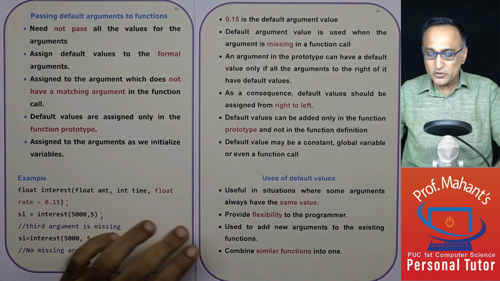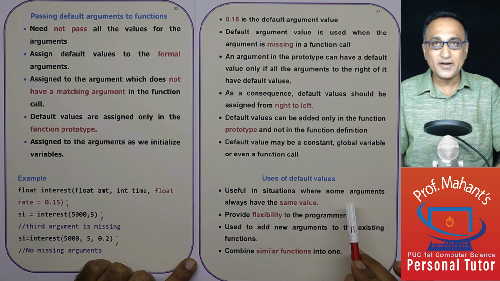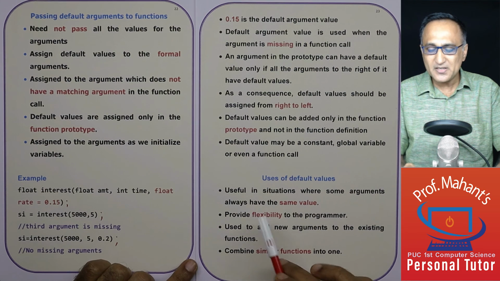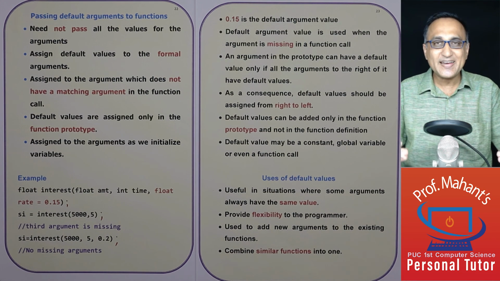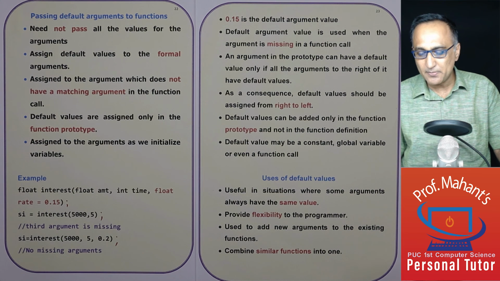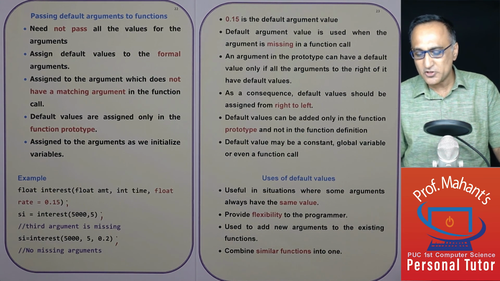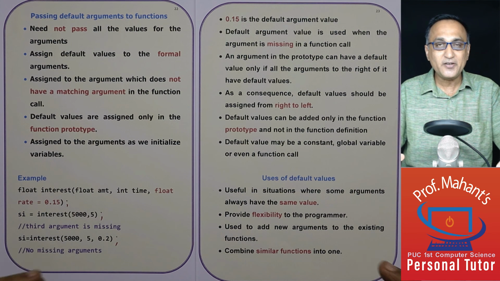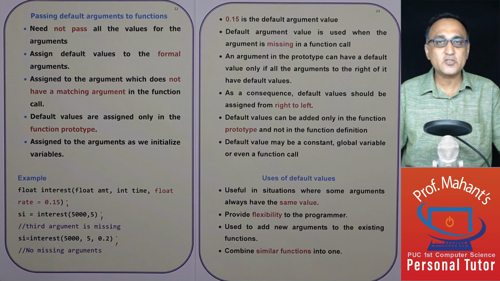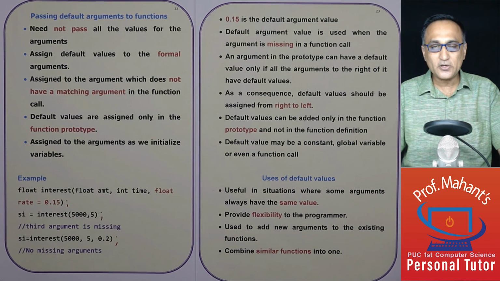Now, what are uses of default values? It is useful in situations like I told you, where some arguments most of the time have the same value. It provides additional flexibility to the programmer, and you can add new arguments to existing functions, and you can combine functions doing the same thing into a single function. You don't want to create additional functions doing almost the same thing. That is the advantage of default values.